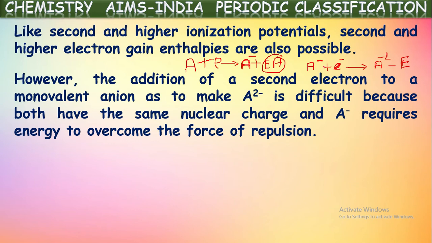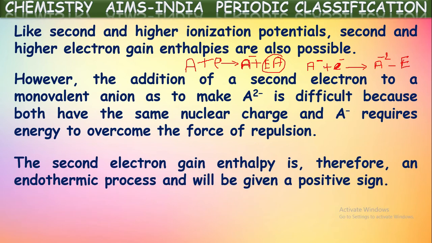While taking an electron, all the atoms release a certain amount of energy, which we call electron affinity. But while taking a second and higher electron, atoms require a certain amount of energy from the surroundings to overcome the repulsions between the already existing electrons and the incoming electrons. That is why we say second and higher electron affinities are endothermic. The second electron gain enthalpy is therefore an endothermic process because it requires an amount of energy to hold these electrons, and it will be given a positive sign while representing the equations.